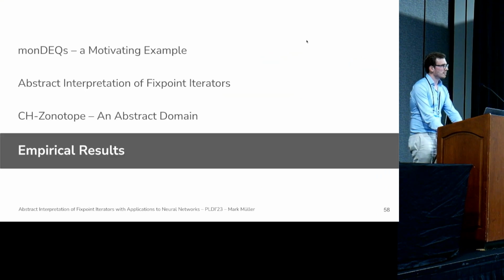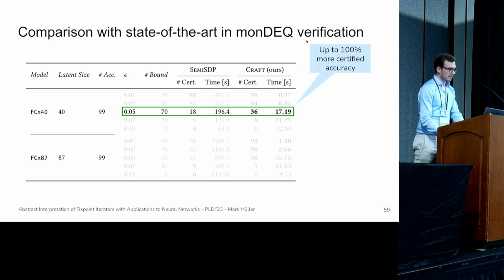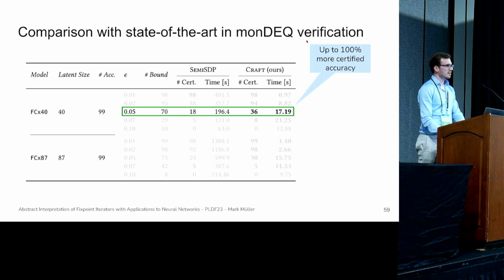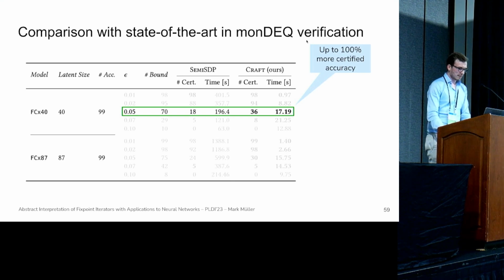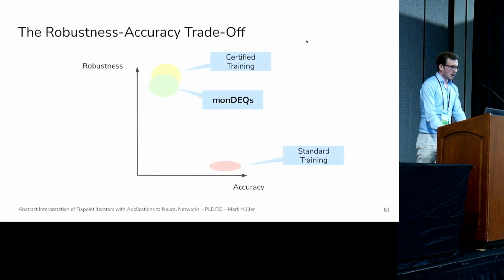Now, putting both of these together, we obtain a state-of-the-art certification method for monotone operator deep equilibrium models. Comparing them with the prior state-of-the-art semi-SDP, which is semi-definite programming based, we observe that we are more precise in all cases, certifying up to twice as many properties, while also being up to 1,000 times faster. However, unfortunately, we also observe that MonDEQs in fact do not solve or escape the robustness accuracy trade-off.